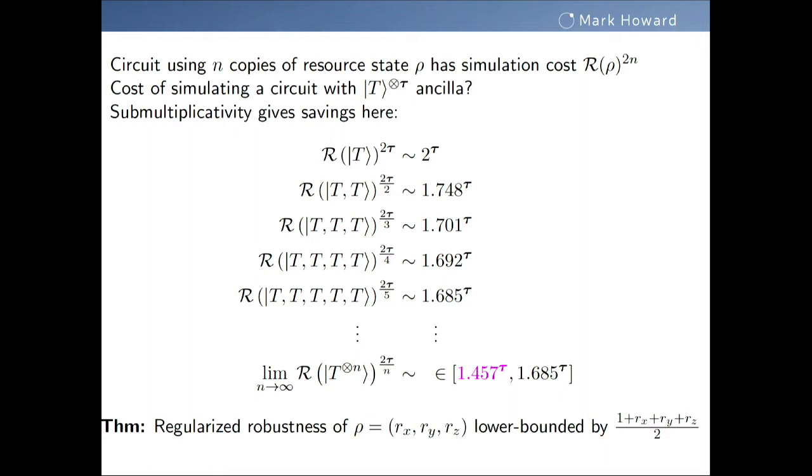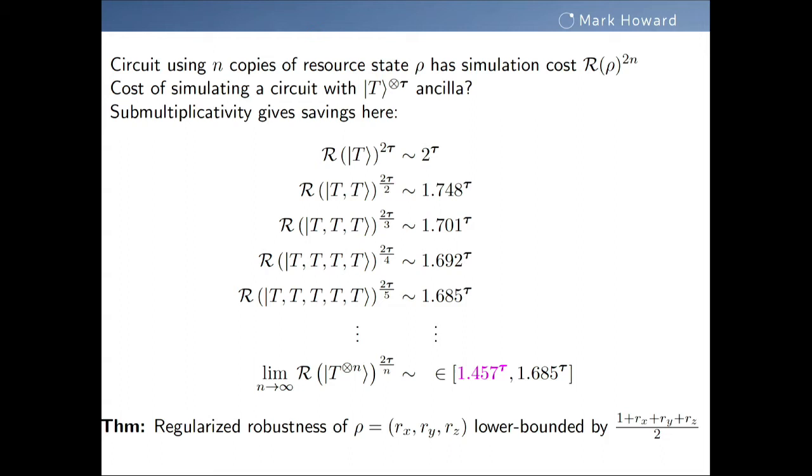So we had that a circuit using n copies of a resource state rho has simulation cost that goes as so. So how do we simulate a circuit with tau of these T ancillas? Well, the obvious thing to do is just use exactly this. So it would be 2 to the tau scaling. But the sub-multiplicativity that I mentioned on the resource desiderata list, that actually is helpful here.